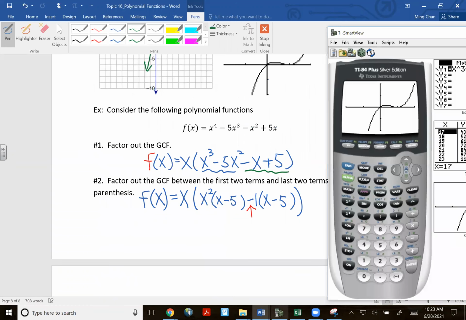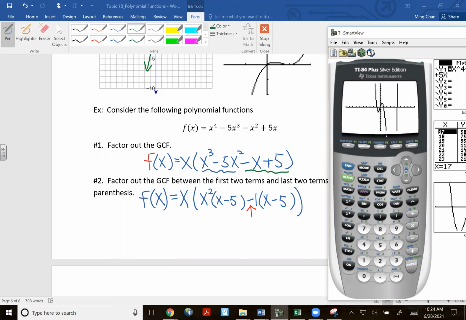So let me graph real quick. x to the fourth minus 5x to the third minus x squared plus 5x. All right, once I graph it, I'm going to go back to the standard window. Cross, cross, cross, and cross at 5. Zoom, number 6, standard window. Cross, cross, cross, cross back.